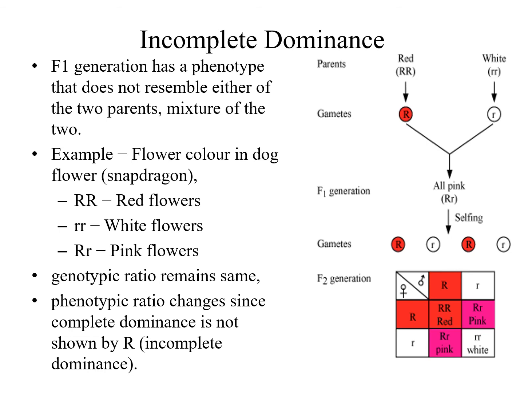So from this what we can understand is 1:2:1. The genotypic ratio remains the same, but the phenotypic ratio changes from the monohybrid cross. Because of what? Incomplete dominance. So we said 3:1, but here the phenotypic ratio is red, pink, white. So it is different from the monohybrid cross.